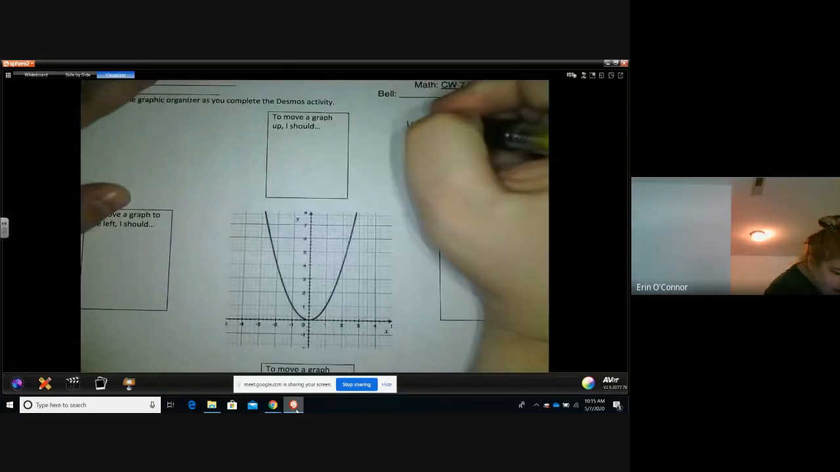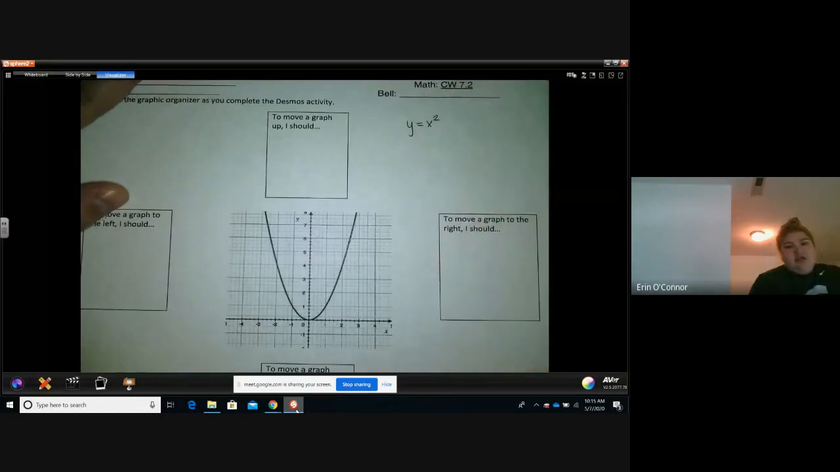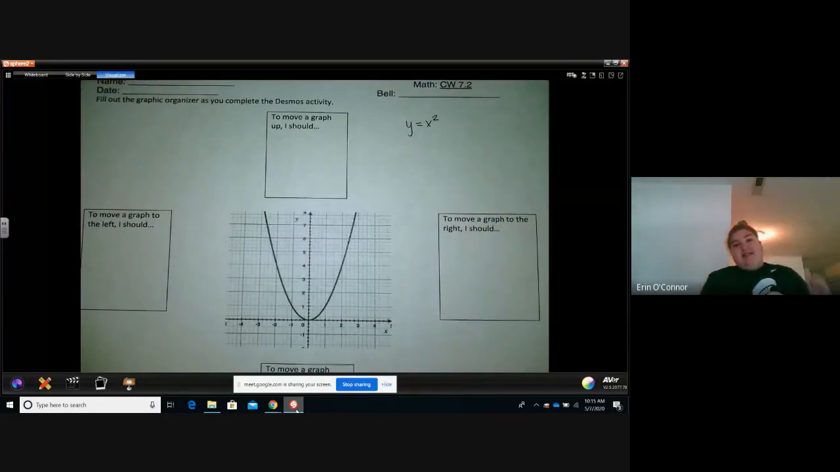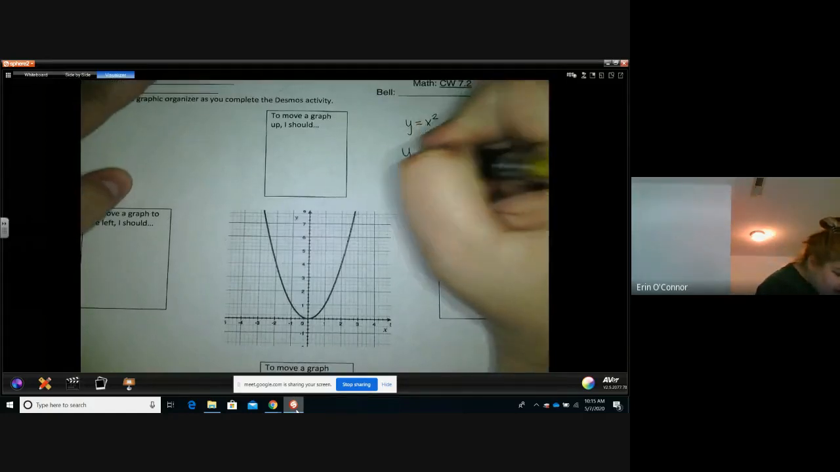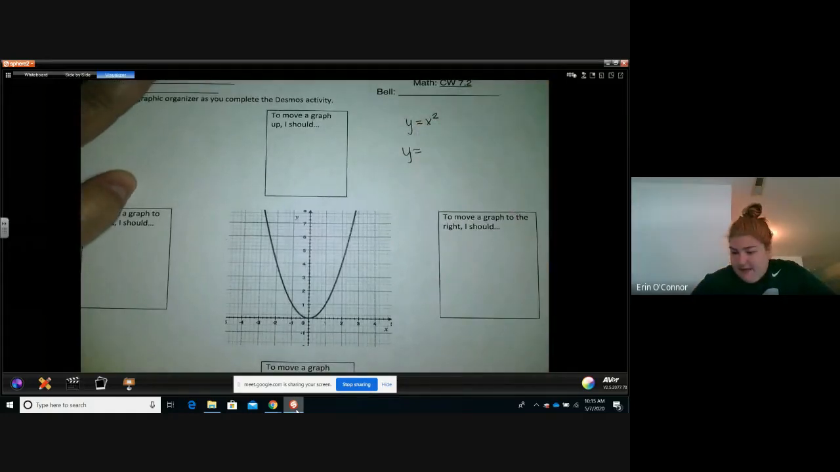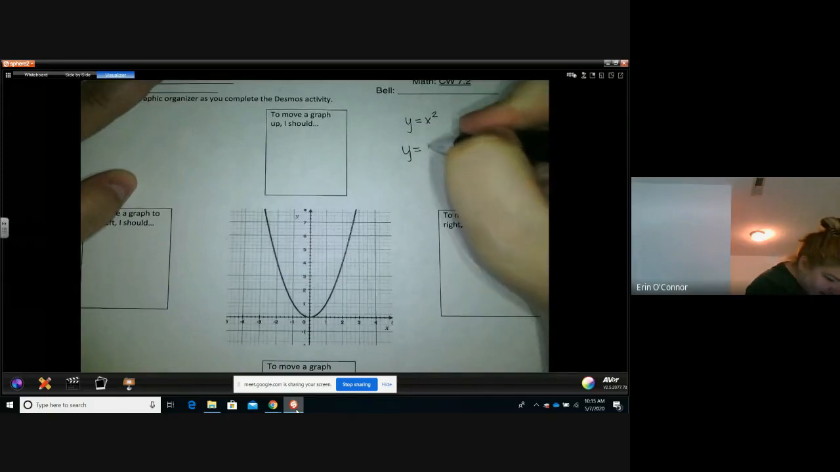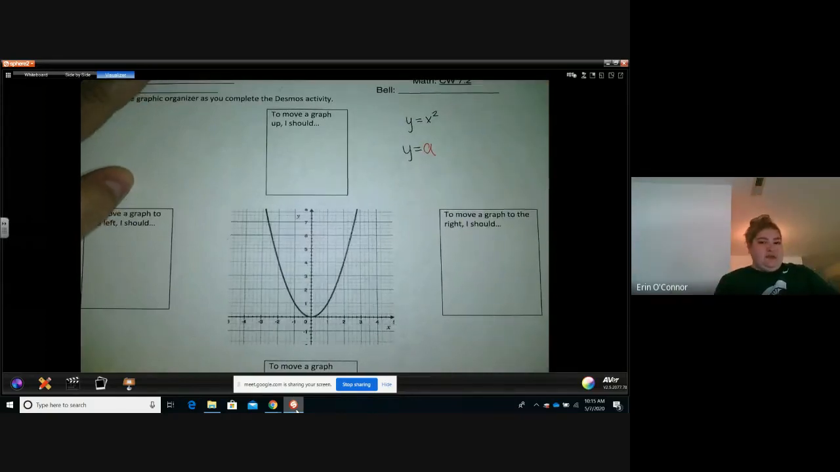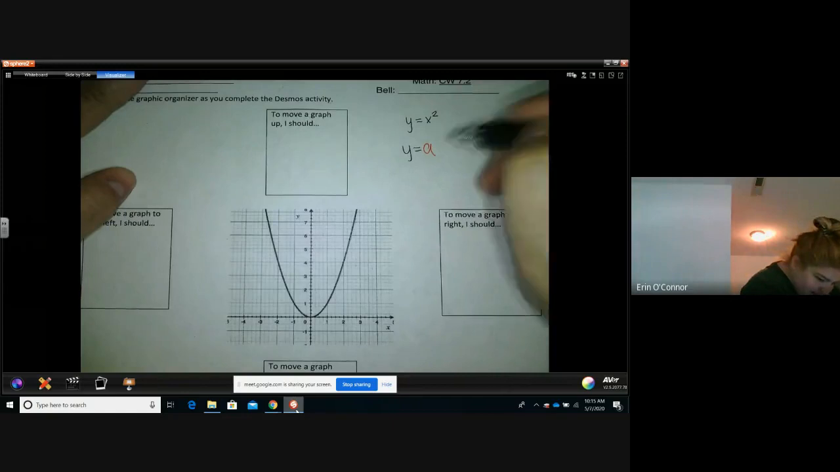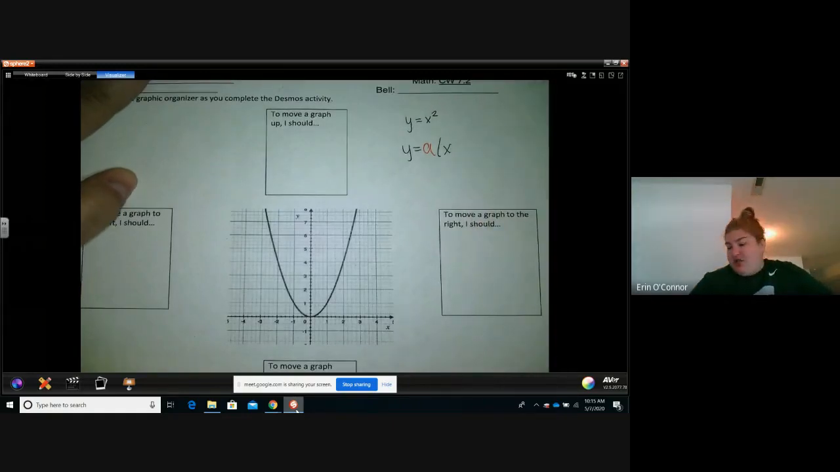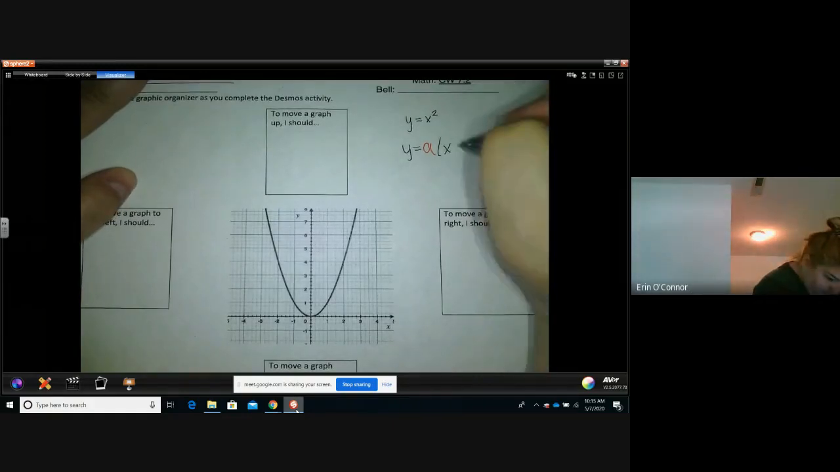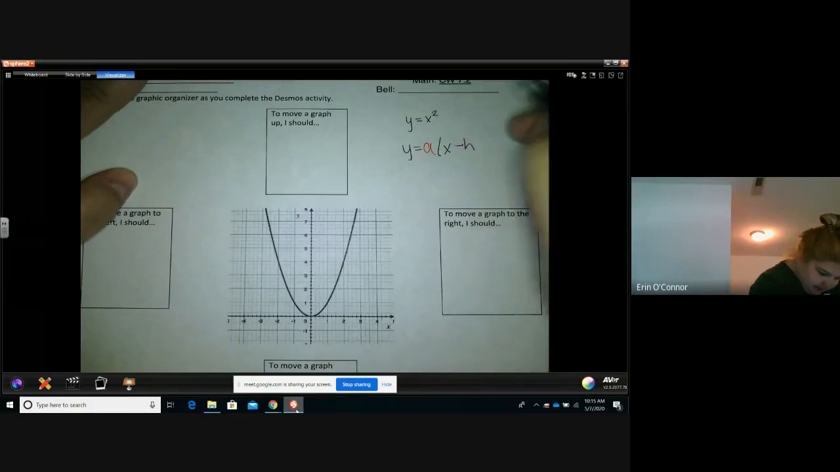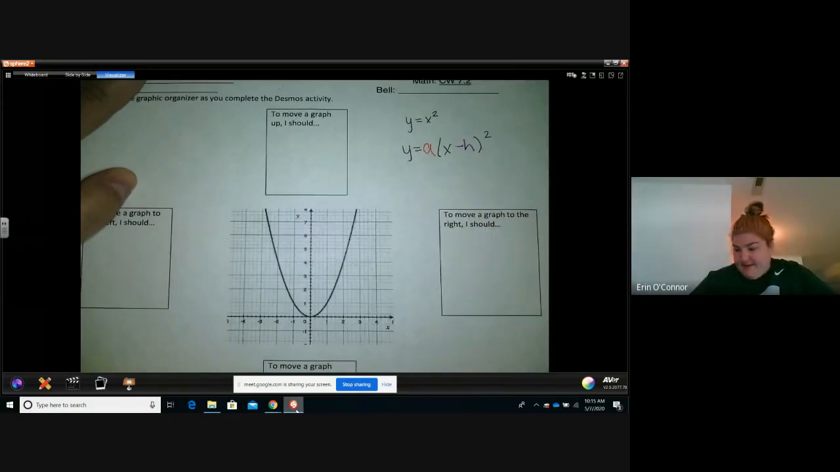And we're going to start with the idea that the parent function, we learned this yesterday, of a quadratic is y equals x squared. So that is the most basic function that you are going to use. Now, the big thing here is that we can make transformations to this graph. And those transformations happen based on an a, and that's the same a from ax squared plus bx plus c, an h, and a k.